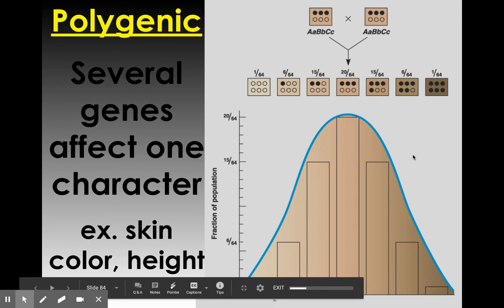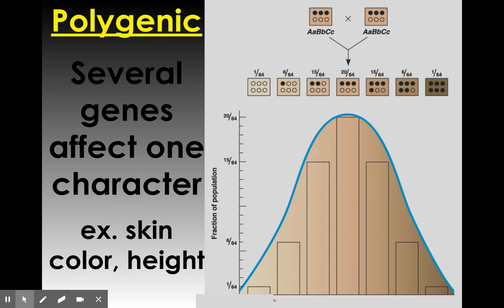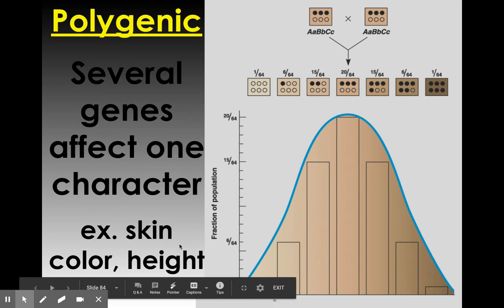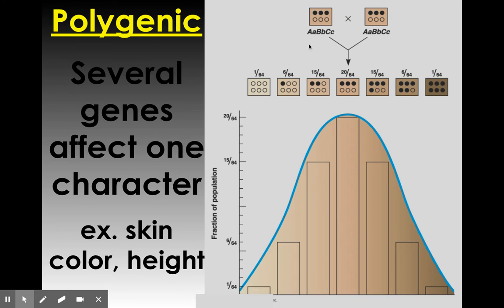So today, what you're going to do through this assignment is I'm going to talk you through a little bit of polygenics one more time, and then I'm going to play a video. I'll provide the link. I can't play the video in this because it makes it too long. So polygenic means several genes that affect one character. Skin color and height are examples, and we can look at multiple genes.